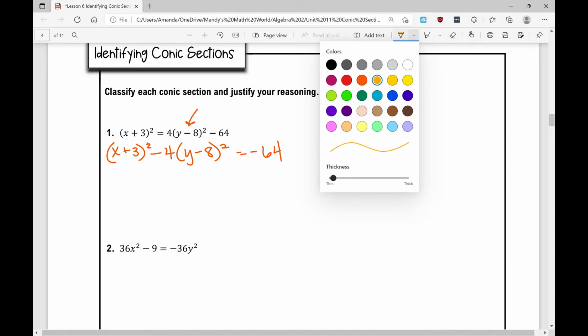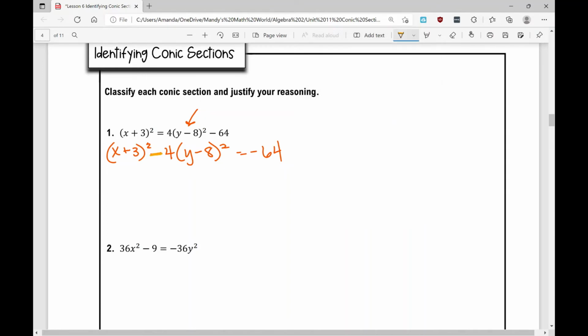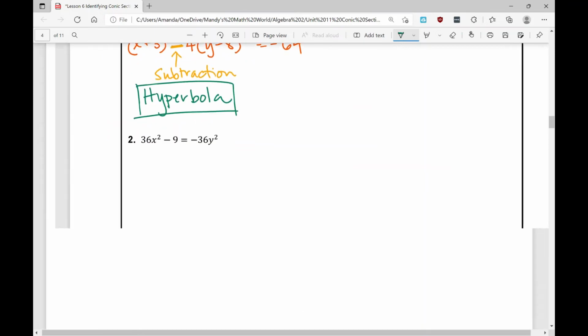This is subtraction right here. Because it is subtraction, that tells me that this is a hyperbola. That's all I need to do. I don't need to look at anything else. One of those squared terms is negative, which means this is a hyperbola.